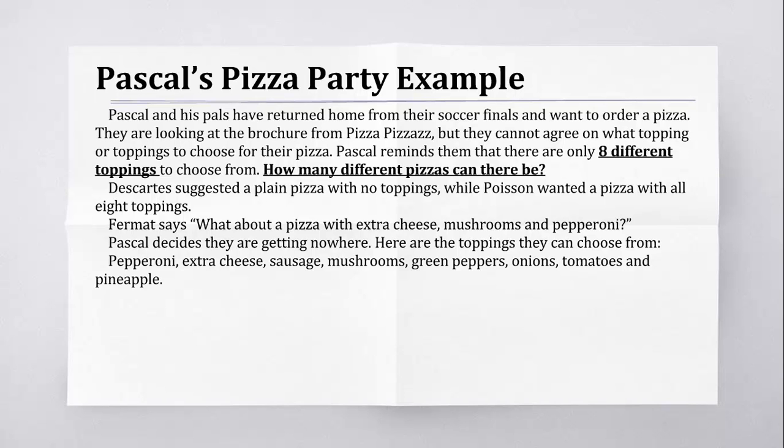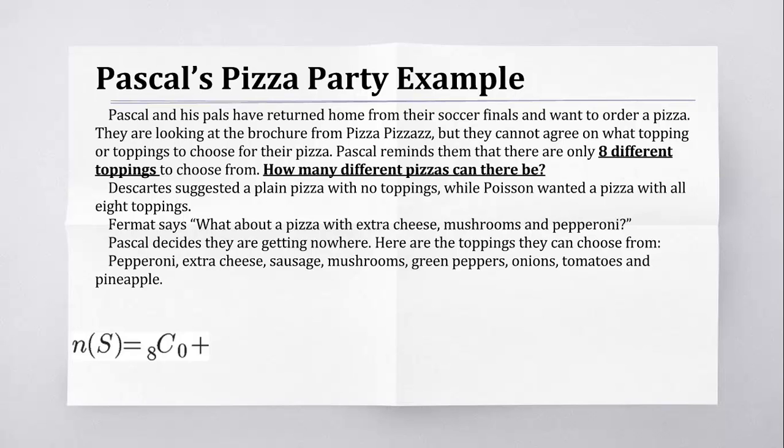Descartes suggested a plain pizza with no toppings. Okay, that's interesting. So you're counting the one where there's no topping. So that's important to know. Poisson wanted a pizza with all 8. Okay, so you can get all 8. Fermat says, what about a pizza with extra cheese, mushrooms, and pepperoni? It's another example, just to show you that there's another example. And so we've got to decide how many different ways we can do this.